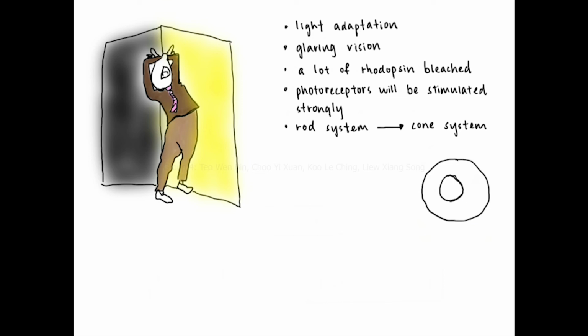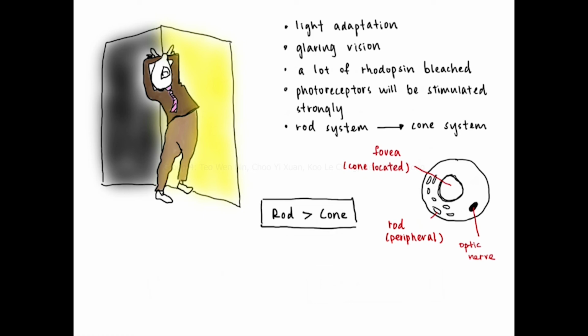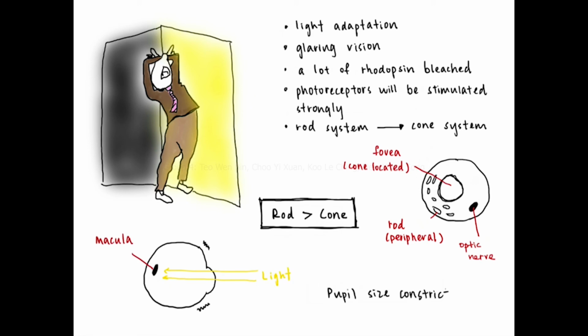First of all, our pupil will constrict. Let's see this picture. This is what is behind our eyes. Here is the optic nerve, or the blind spot. In the middle is our fovea, where the cones are located. Our macula is surrounded by many rods located in the periphery. Simply said, in our eye, rods outnumber cones. When light enters the eye, the pupil will constrict to allow light to focus on the center of the macula and pass through the cones.